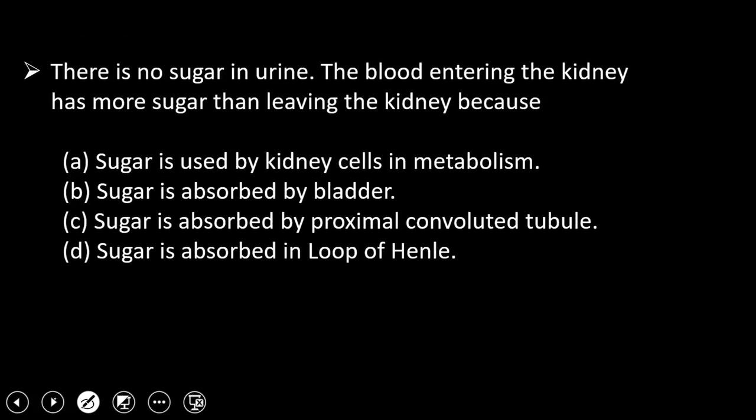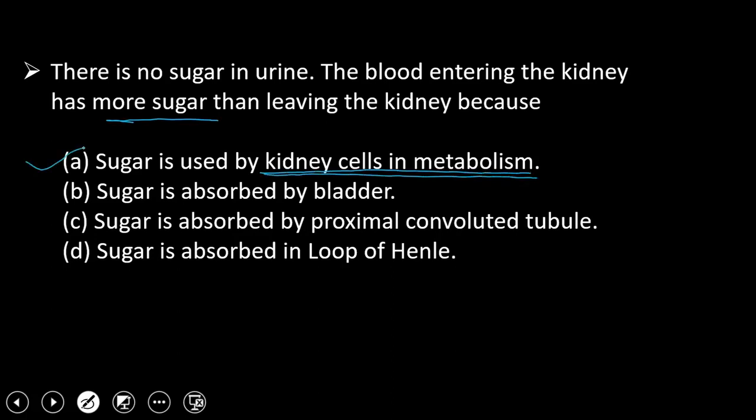There is no sugar in the urine. The blood entering the kidney has more sugar than leaving the kidney, because now we know that sugar is filtered, but 100% reabsorption of sugar is carried out into the blood. But even though, blood which enters the kidney has more sugar compared to blood which leaves the kidney, because sugar is used by the kidney cells in metabolism. So the correct answer is A.